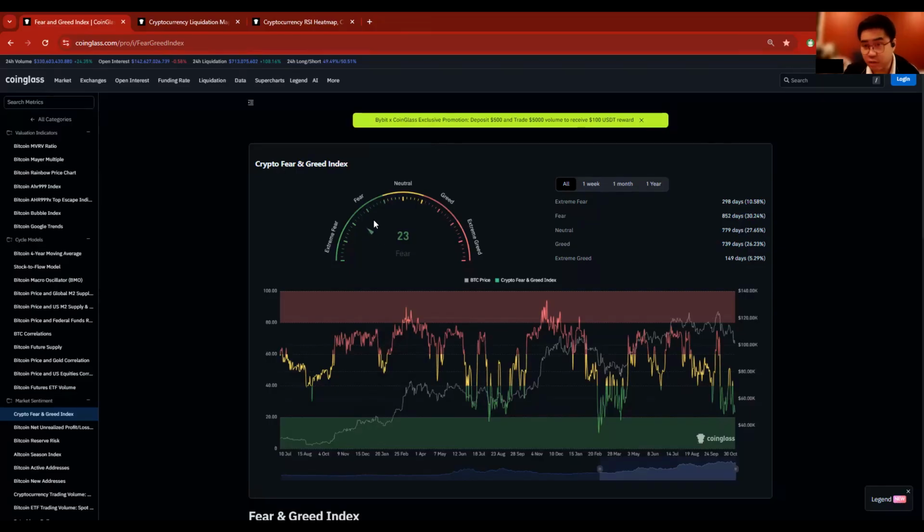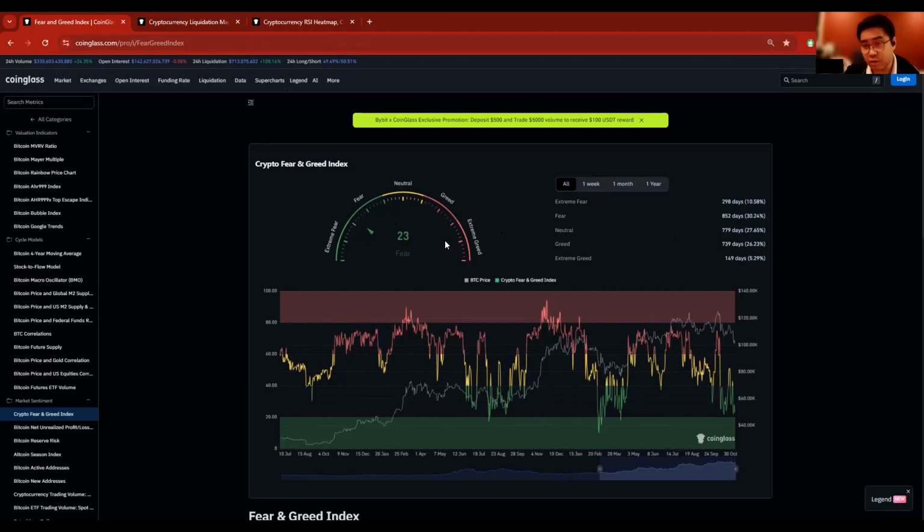Right now it's at 23, which is in fear, and that was quite a drop because we were at 24, I believe, just a few days ago. It's just a 1 point drop, but that matters because the best times to buy is when we're in extreme fear. Fear is good for DCAing. Extreme fear is good for maybe aping into a trade or a long rather.